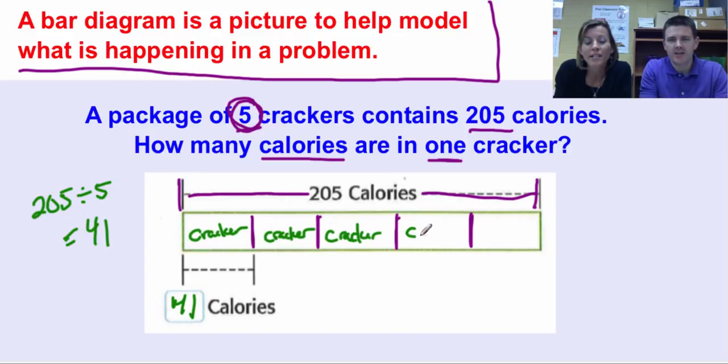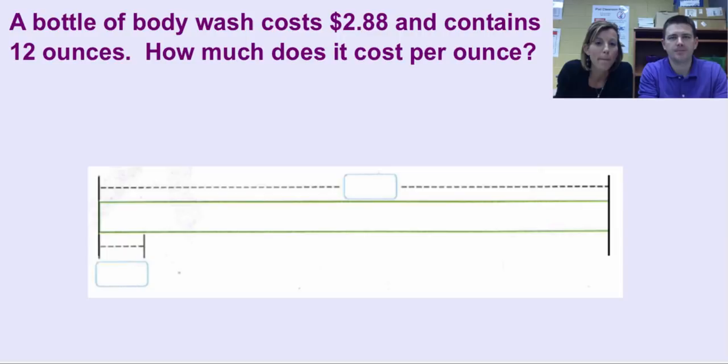So we're labeling each section one cracker, and then underneath the picture, this section is worth 41 calories. And if we were to repeat, add 41 plus 41 plus 41 plus 41 plus 41, we would get 205, so we know we're right. All right, let's try another one.